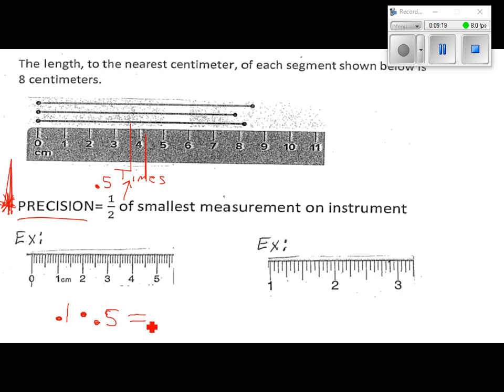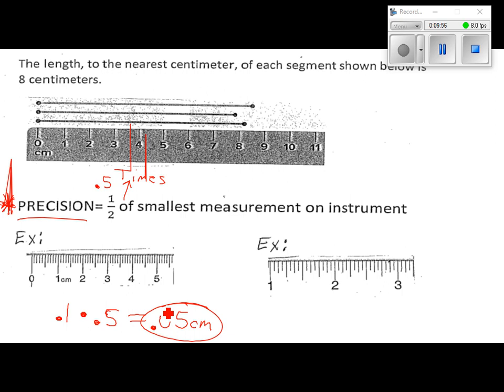Somebody help me out. What's 0.1 times 0.5? What's 1 times 5? 5. How many places behind the decimal do we need? There was 1 here and 1 there, so a total of 2. That means if we're on this ruler, we can come to within 5/100ths of a centimeter. That's our precision. That's how precise we can be.